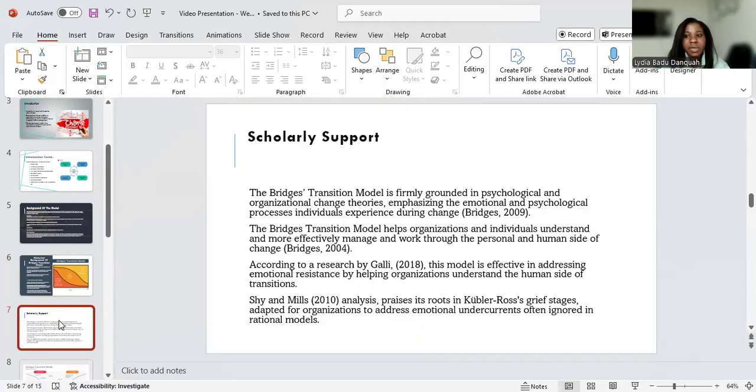There are some scholars who have vehemently supported the Bridges transition model, including Bridges himself in his work in 2004 and 2009, and according to Gailey 2018, this model is effective in addressing emotional resistance by helping organizations understand the human side of transitions. And Shai and Mills 2010 also praise the roots of the model in Kubler-Ross's stages, adapted for organizations to address emotional undercurrents, which are oftentimes ignored in rational or traditional models.